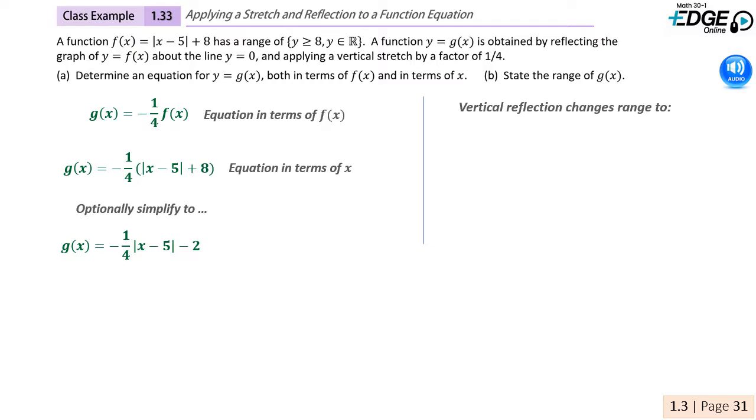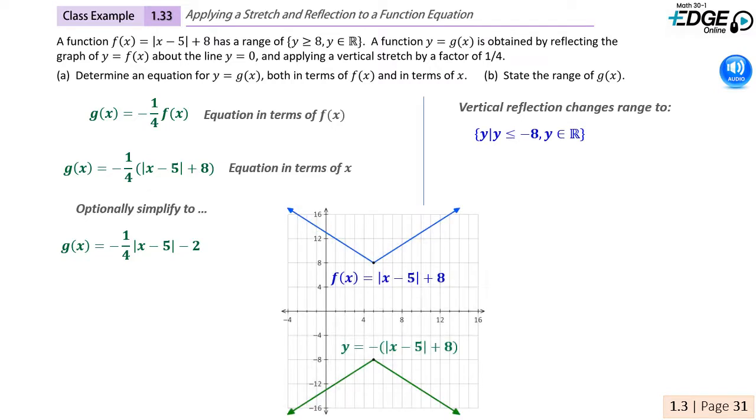Now, part B asks us to state the range of g of x. Well, remember our original range was y is greater than or equal to 8. So what happens if we reflect that over the x-axis? Well, if you can picture the original graph as being the blue one shown there, then the transformed graph would be the green one, the one that is below the x-axis.